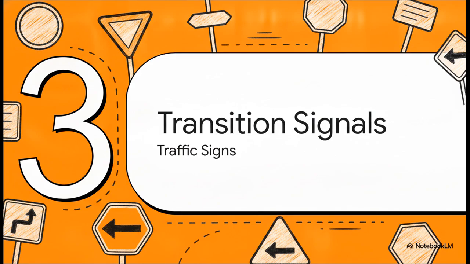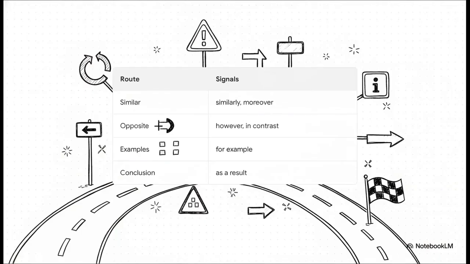Section 3. Transition signals. Traffic signs. How exactly did that second version achieve such smooth coherence? Well, they used specific structural tools, transition signals, which act as your reader's traffic signs. I want you to lean into this idea of writing as directing traffic. Transition signals tell the reader exactly which way your ideas are turning.